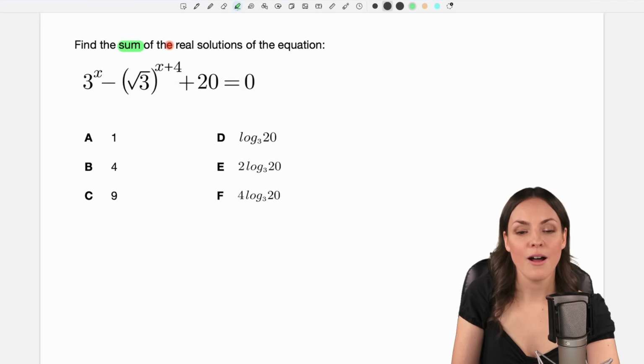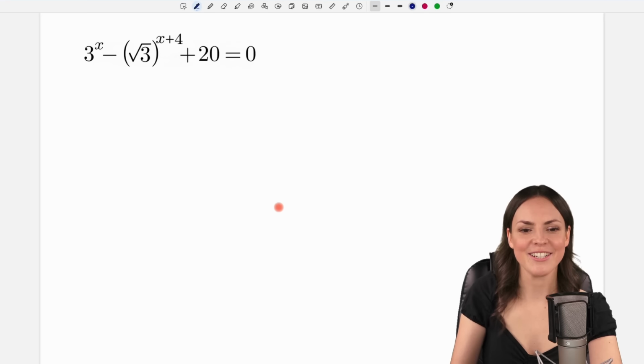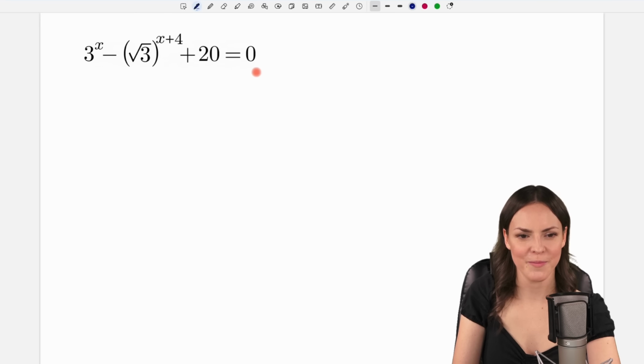Find the sum of the real solutions of the equation that looks like this. We get these 6 answers here, so we have to solve this equation and then find the sum of all the real solutions that we found. So if this equation has more than just one solution, then we just add all these solutions and pick the correct answer here. Okay, let's start and try to solve this equation.